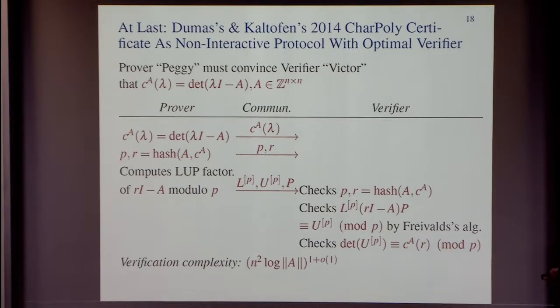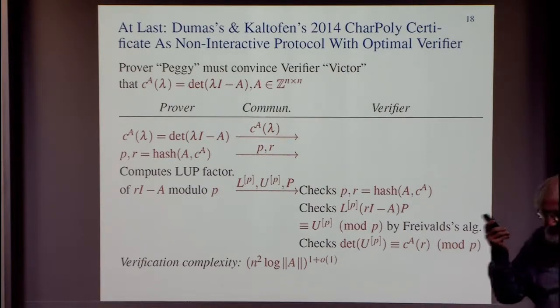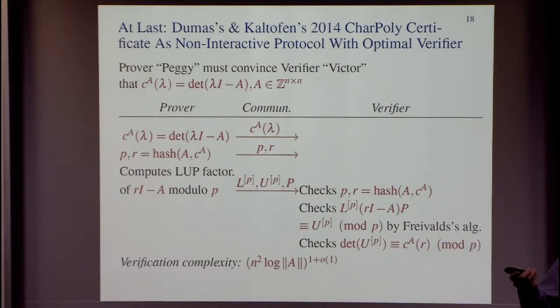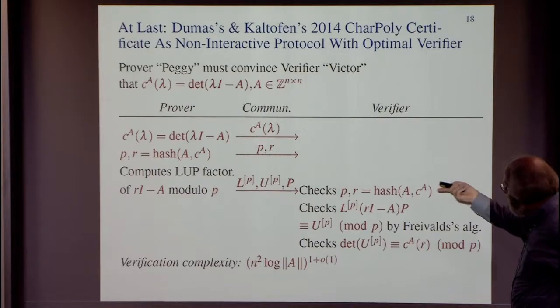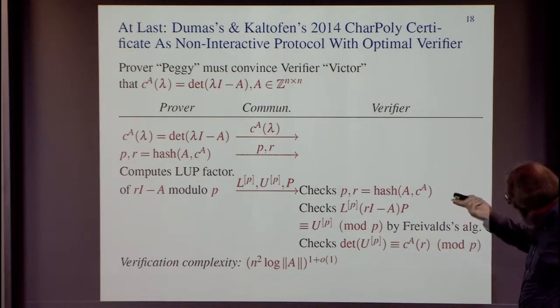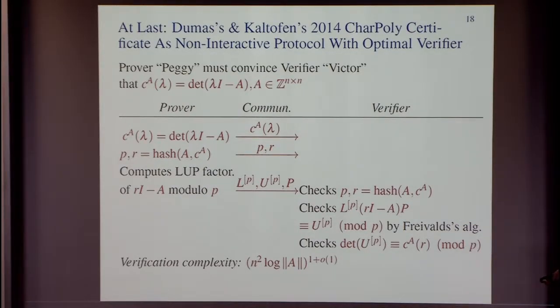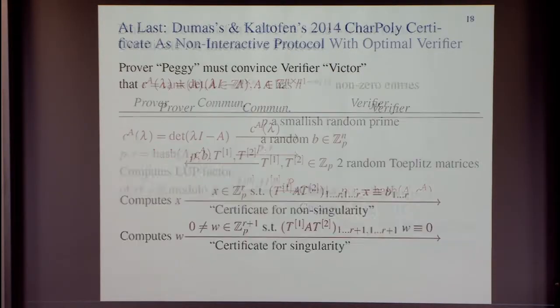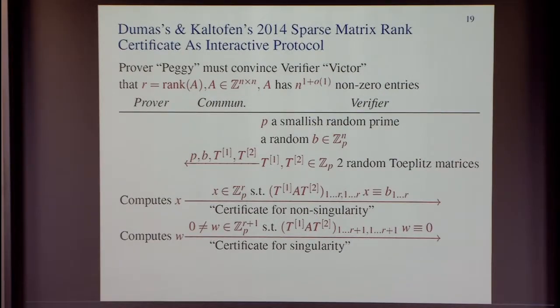Verification complexity is essentially linear in the input size. And again, the quadratic time comes in both evaluating this characteristic polynomial at this smallish random value and checking the LUP factorization with Freivalds. It looks so simple afterwards. Why did it take me 3 years?